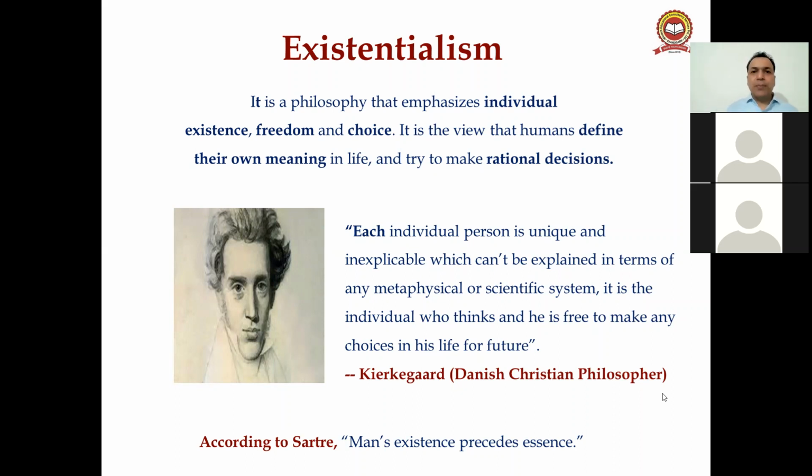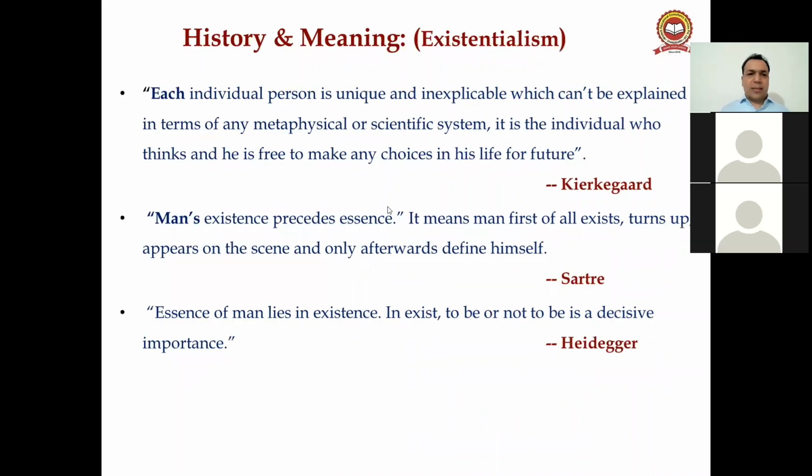We have done idealism and others, where we talk about one dominant word, and everything comes from that word. But in this philosophy, we cannot explain man in a metaphysical way. Each person is unique and can't be explained. And Sartre supported this. Sartre said that man's existence precedes essence, meaning first man exists. Now we discuss a little bit of the history and meaning of existentialism.